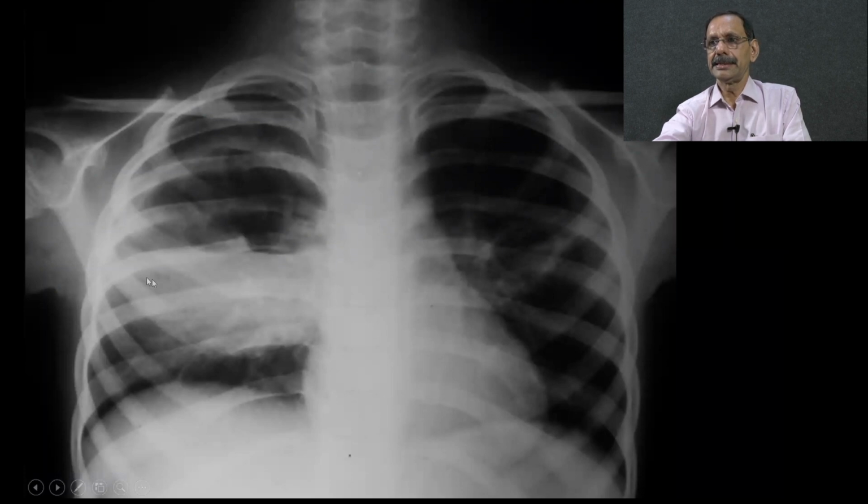Now have a look at this. This appears to be a consolidation here with a more or less straight upper border. So we tend to think it is the horizontal fissure and this is the middle lobe. We tend to think so, but have a look here. See, this is a rib, this is a rib, this is a rib, and what is this in between? Now you trace that, see, it's coming down, it's coming down, it's coming down. See, this is an abscess.